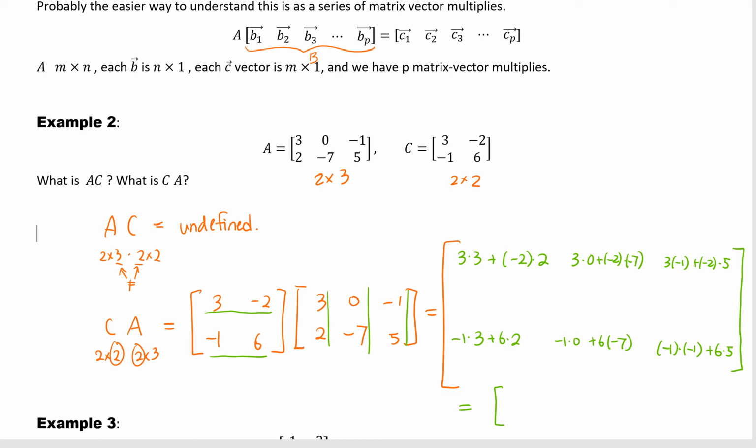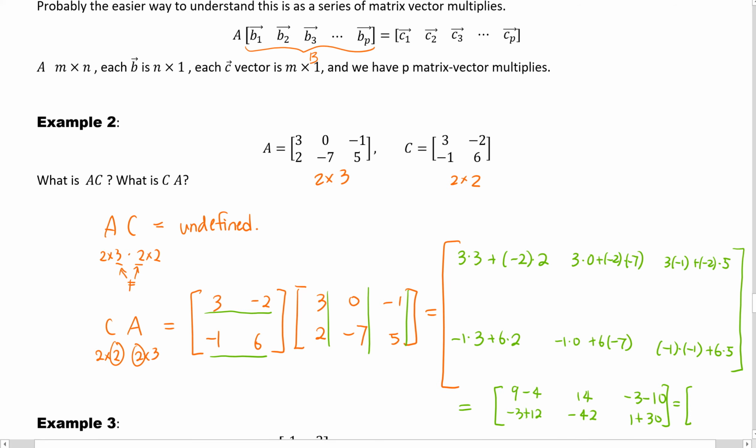Okay, what do we get? 3 times 3, 9. 9 minus 4. Next entry, 3 times 0, 0. Negative 2 times negative 7, 14. Then negative 3 minus 10. Then we have minus 3 plus 12. Then here 0 minus 42. Here 1 plus 30. Okay, so our result is 9 minus 4.